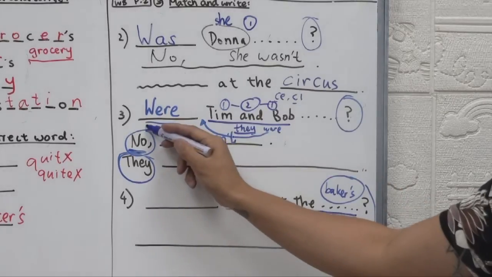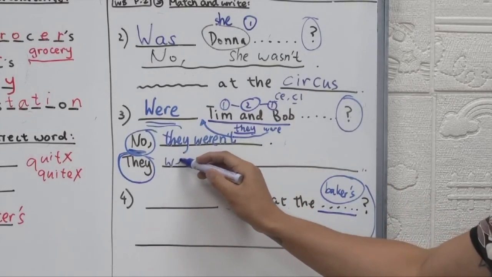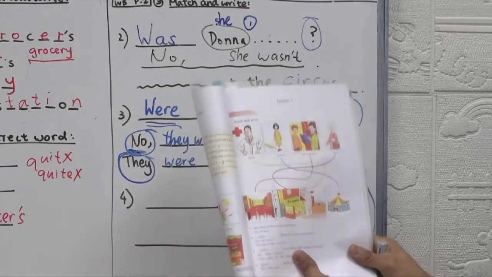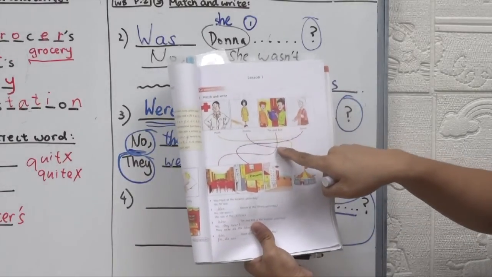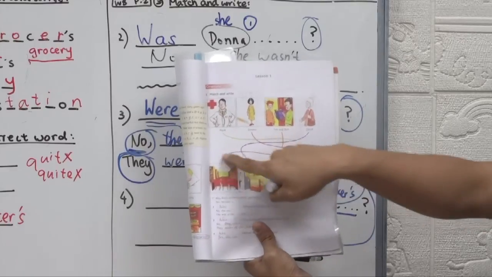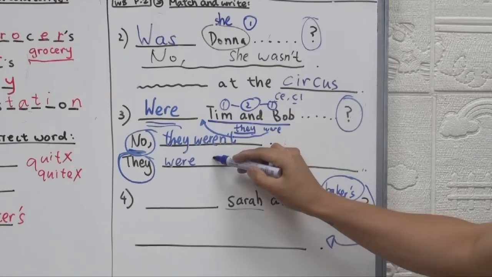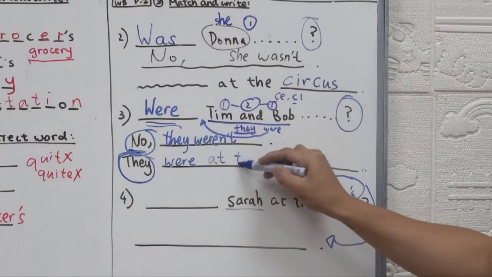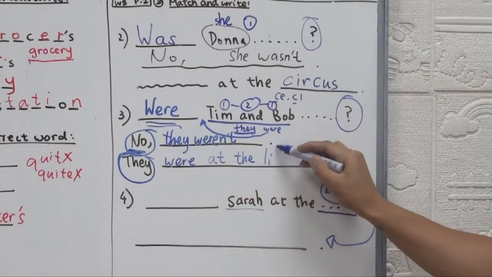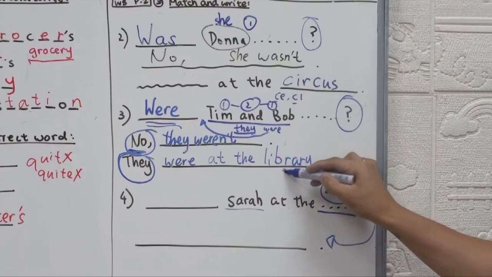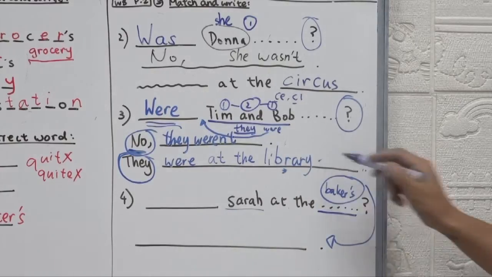They, again, we need to use were. They were. And then you look at the lines, right? Tim and Bob. You look at the lines. The orange one. They were at the library. Good. So they were at the library. Library. Don't forget the extra R. Full stop. Alright?